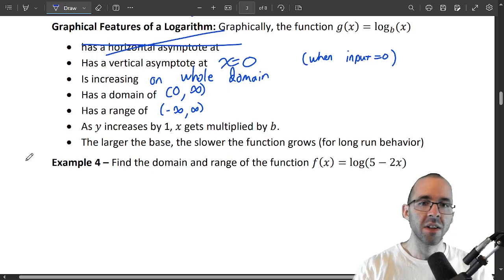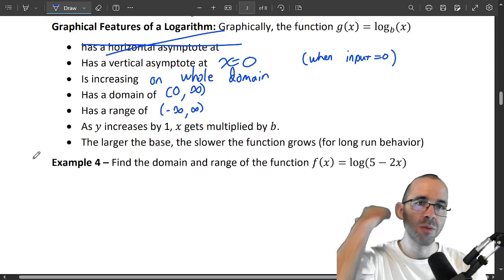Okay? So these are a bunch of properties. Again, we're not going to use these too much, but I got to cover them.